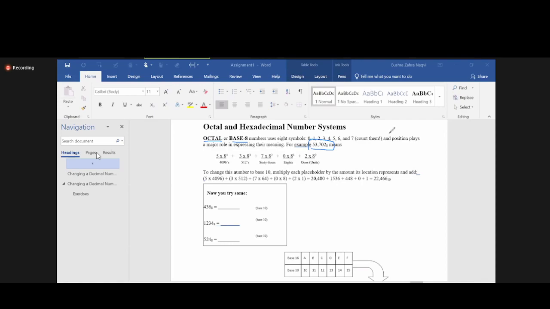Remember, what did you do to convert base 2 into base 10? Do you remember that? So you simply multiplied each number by its weight, right? So what is the weight for each number?